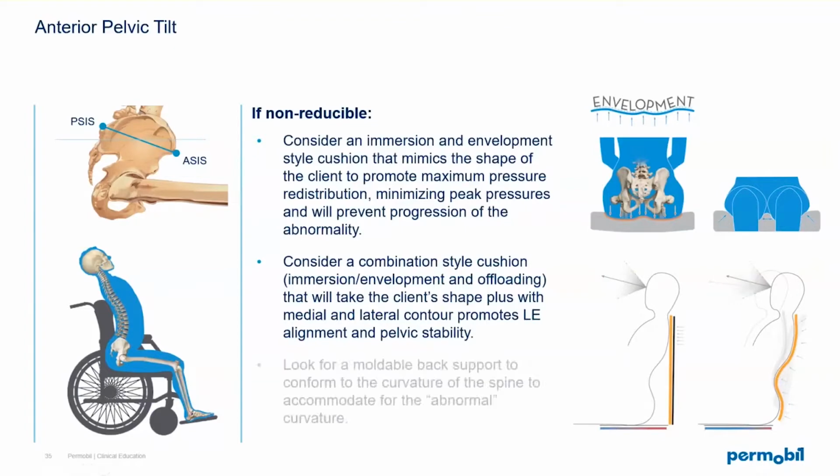And again, definitely look for that back support that's moldable, that can conform to their spine. This time, we're not going to be able to bring them back to more neutral midline like this gray line, but we are going to accommodate and mimic their curvature in what they're stuck in. And the goal is so it doesn't get any worse. You want to maintain what they have to prevent the progression, but still allow for maximum stability and even pressure distribution.